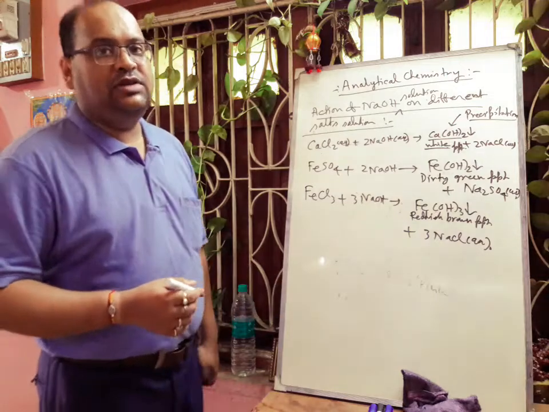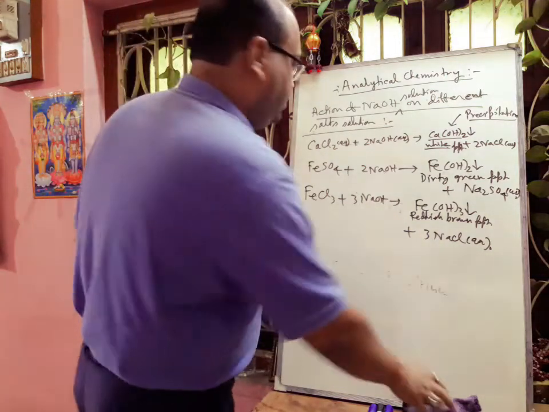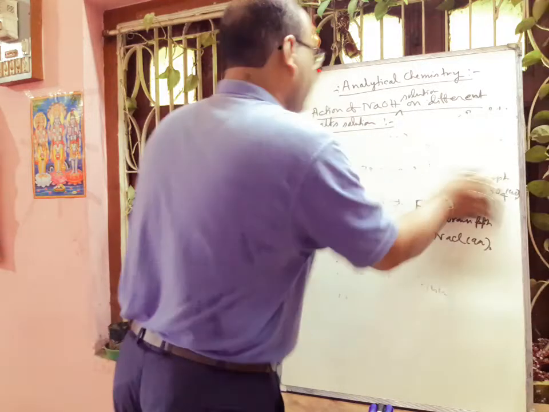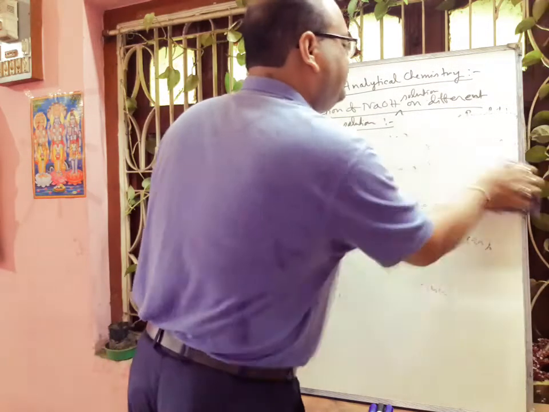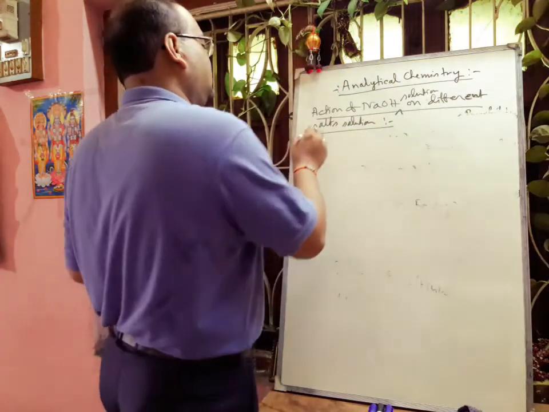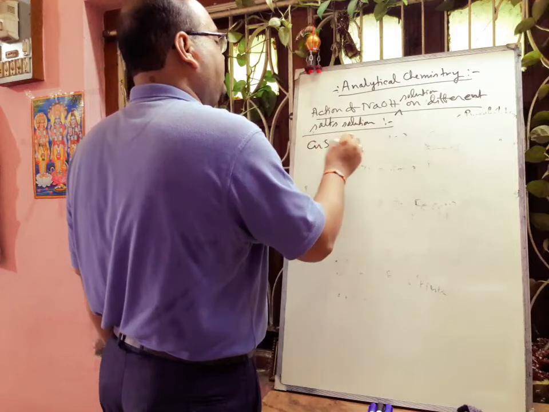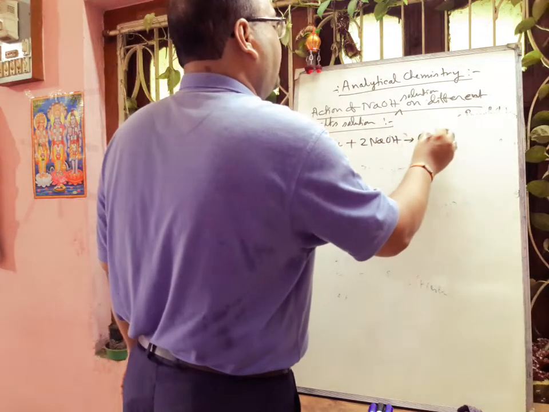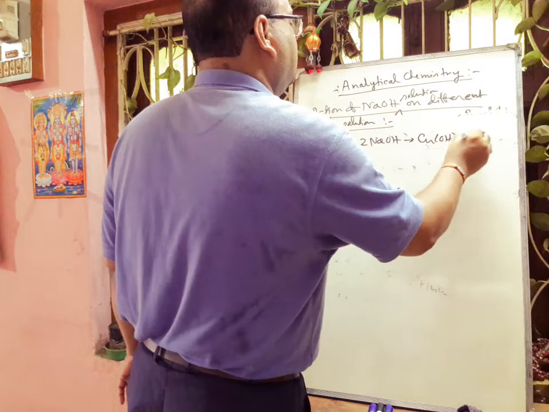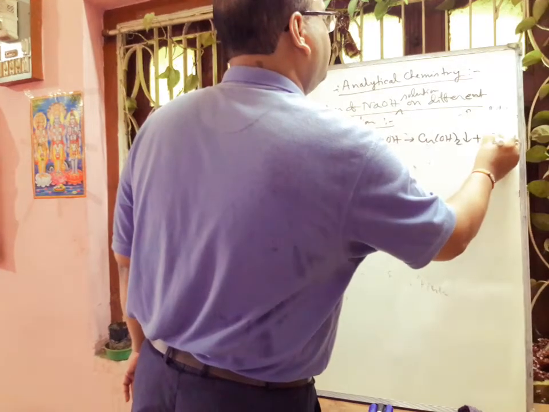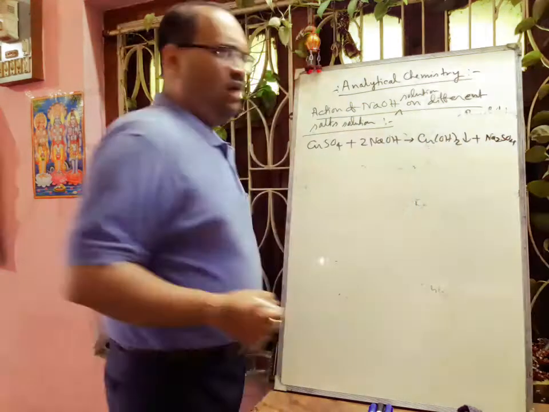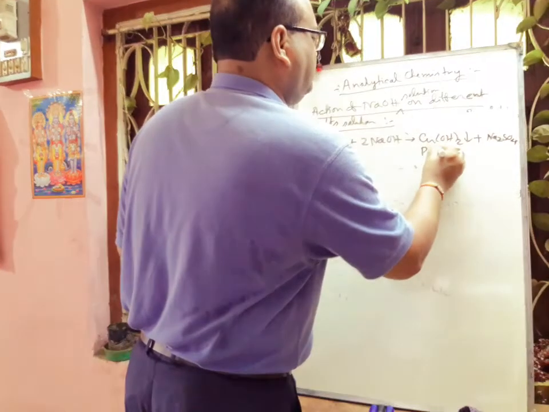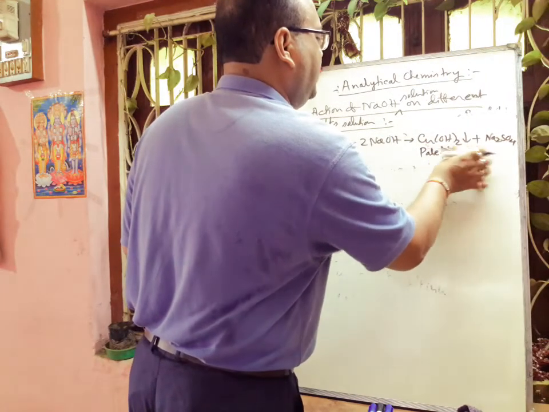Next we will discuss the copper salt. If we take copper sulfate and add NaOH solution, what will happen? Copper sulfate plus NaOH solution will form copper hydroxide plus Na2SO4. Now what will be the color of copper hydroxide? Pale blue PPT.